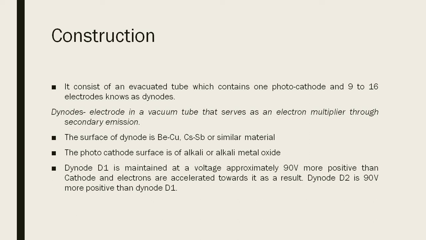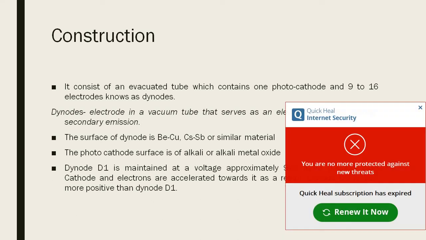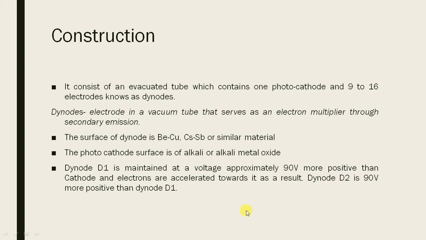Diode D1 is maintained at a voltage 90 volt more positive than the cathode and electrons are accelerated towards it as a result. Diode D2 is 90 volt more positive than diode D1. Again D3 will be more positive as compared to D2. Thus this will help the electrons to accelerate.